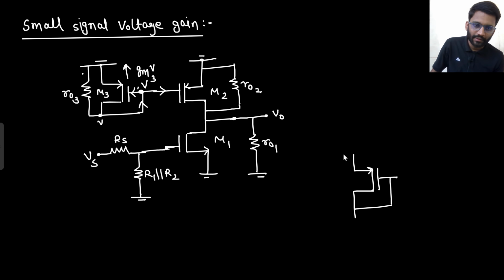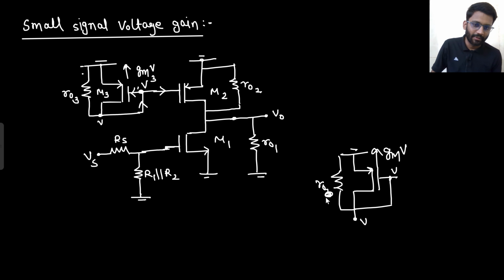These are shorted. This is also shorted. Here there is R0. And this is potential V. This potential V is carrying here as well. If this is V potential, that means here there is GMV current. Forget about this R0. Let's call it R0.